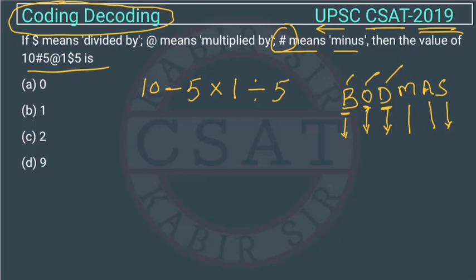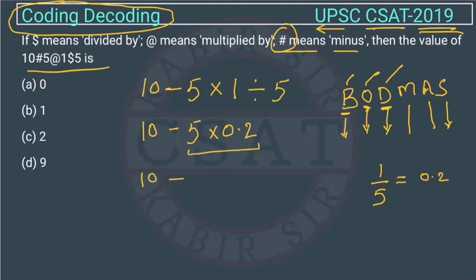So how much will this become? This will become 10 minus 5, multiplied by 1 upon 5. How much is that? This will be 1 upon 5, so this will become 0.2. So we will write 0.2. Then multiplication, we will solve this thing. So this will become 10 minus, so this will be this. Now we will solve 10 minus 1. So this is 9. So the answer will be option D.